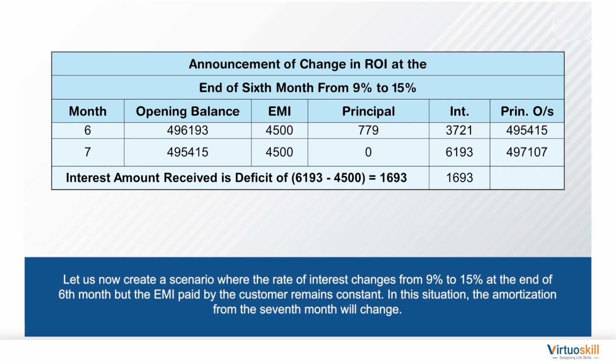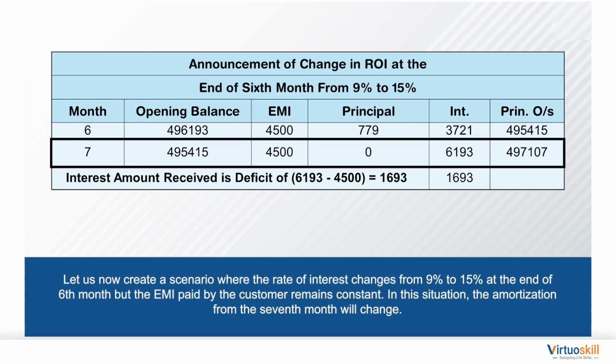Let us now create a scenario where the rate of interest changes from 9% to 15% at the end of sixth month, but the EMI paid by the customer remains constant. In this situation, the amortization from the seventh month will change.